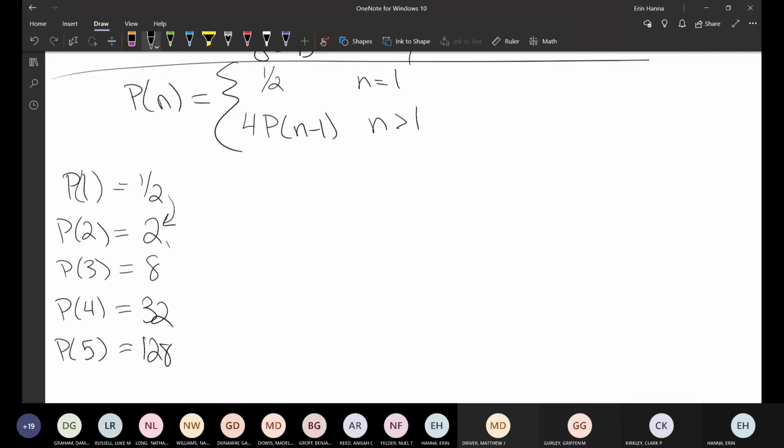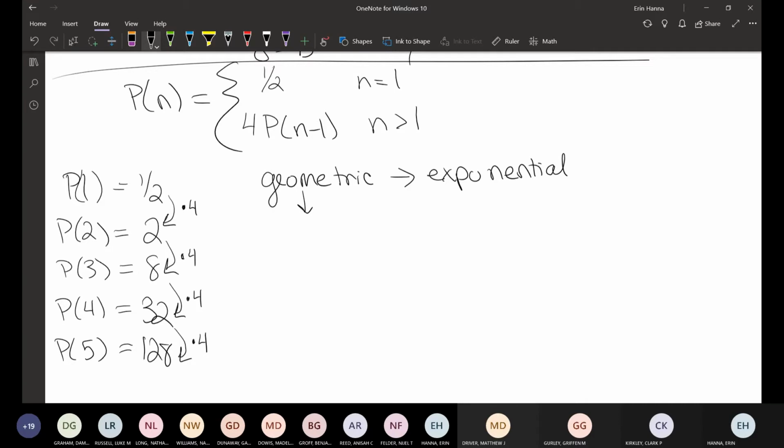Anyway, if we notice what's happening between all of these, you can kind of see it from the beginning: they're all being multiplied by 4 to get to the next one. So we're multiplying each one by 4. So we're essentially in a geometric sequence here, which is going to give us an exponential. When we were talking about geometric sequences, we had a common ratio, which was the number you multiply each term by. In this case, our ratio would be 4.